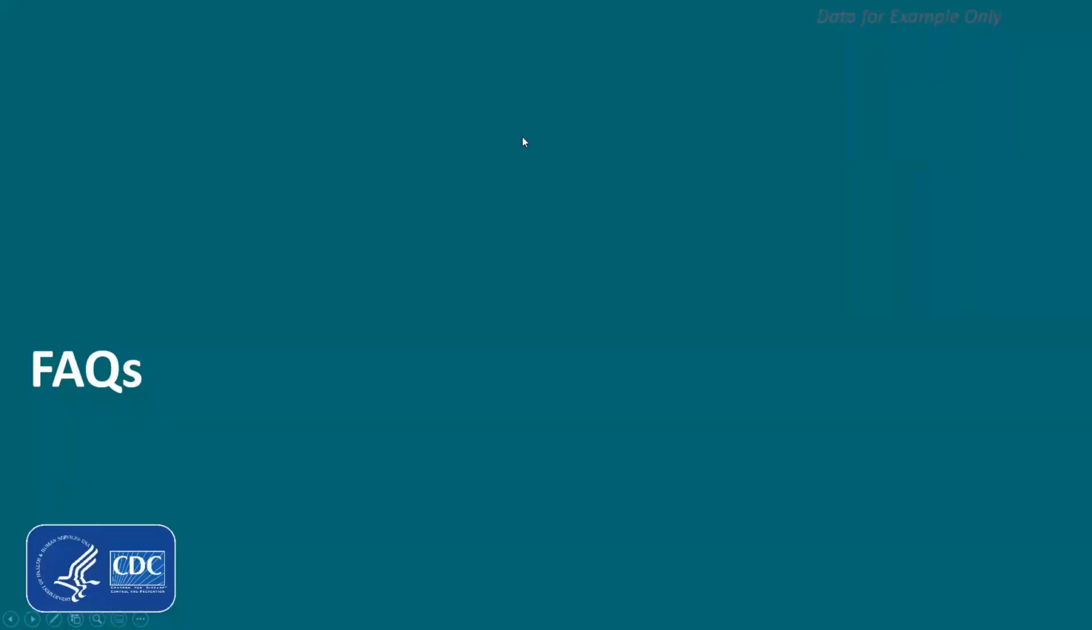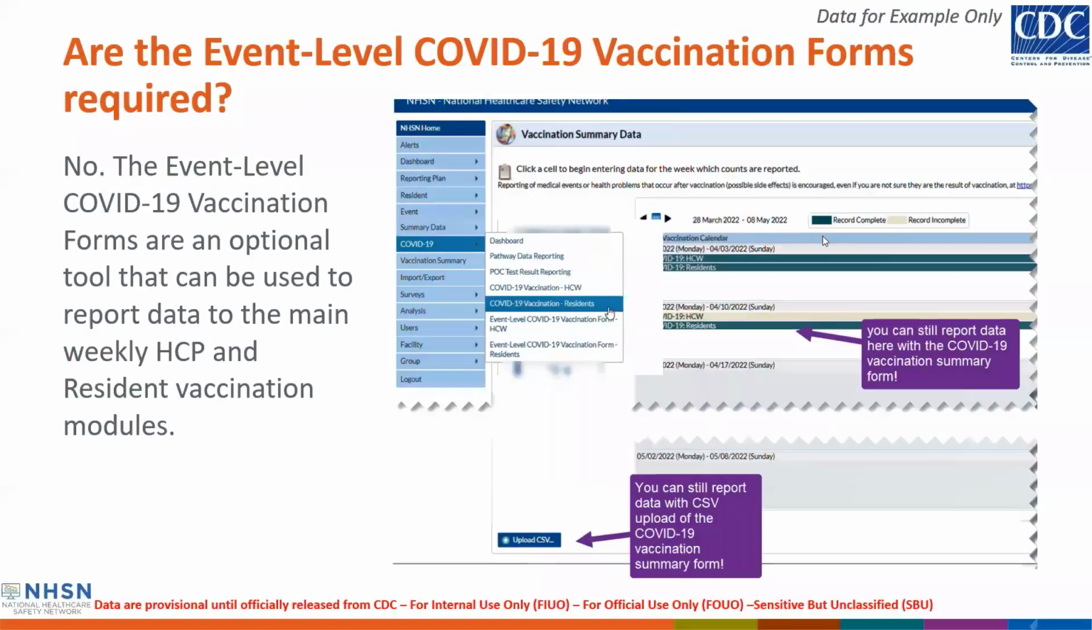All right, great. So now we're going to move into some frequently asked questions. Heather, are the event level COVID-19 vaccination forms required? No, so we still have several other ways that you can capture and report these data.